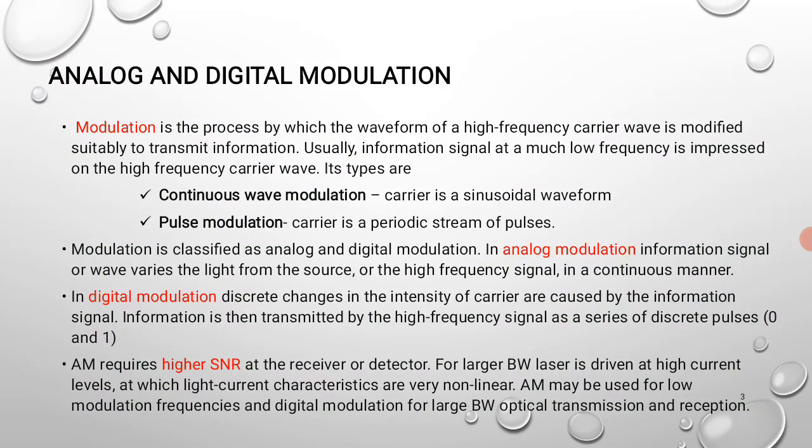There are two types of modulation: continuous wave modulation and pulse code modulation. In analog modulation, the information signal varies the light from the source of high frequency signal in a continuous manner. In digital modulation, discrete changes in the intensity of the carrier are caused by the information signal.